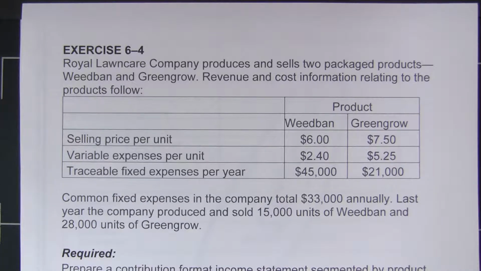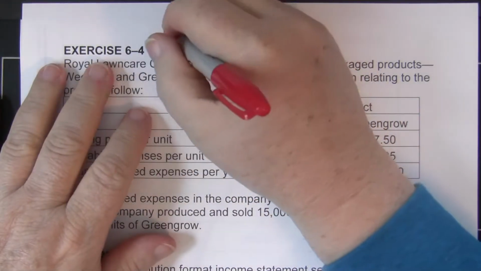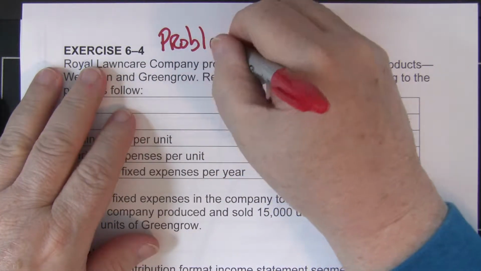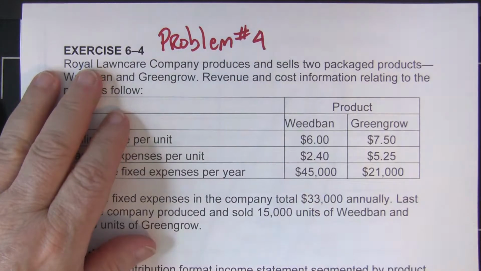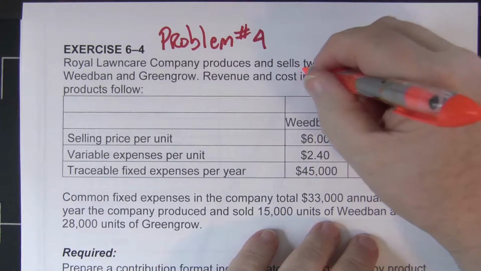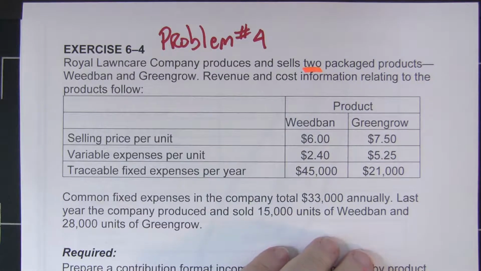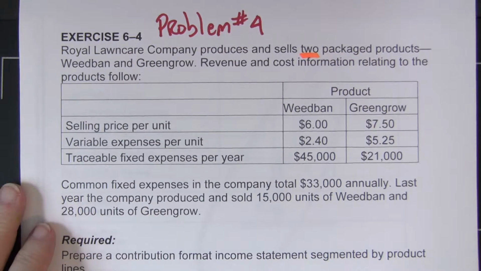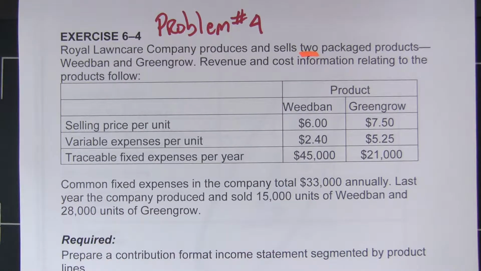Exercise 6.4 in your text will be labeled Problem 4 in Connect. So let's take a look and see what they're asking us to do and what we need to do. Well, they're telling us this company makes 2 products. So when you have 2 products, that means you're going to have 2 sets of variable cost, and you're going to have some way to share the fixed costs.